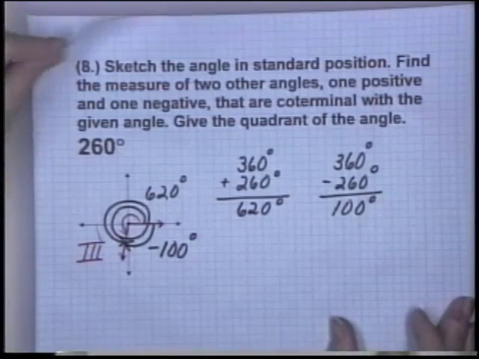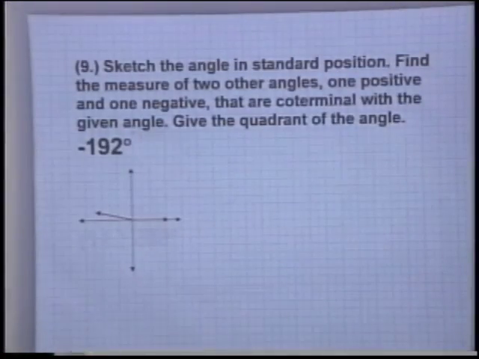Let's look at another problem like this. Problem 9 says sketch the angle in standard position, and just like problem 8, we're supposed to find two other angles that are coterminal with the given angle.